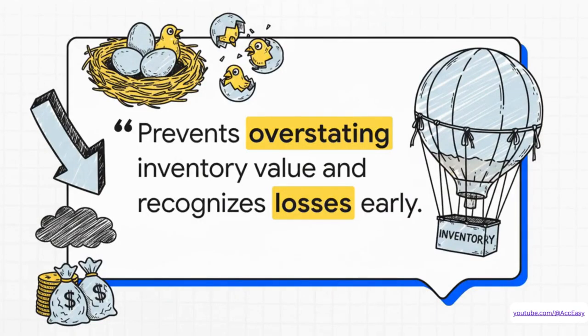So why do we bother with this? Well, it all comes down to a fundamental idea in accounting called the conservatism principle. Now that sounds fancy, but it's basically this. Don't get ahead of yourself and count profits you haven't made yet, and you absolutely have to acknowledge potential losses as soon as you see them coming. It keeps companies from looking way healthier on paper than they are in reality.